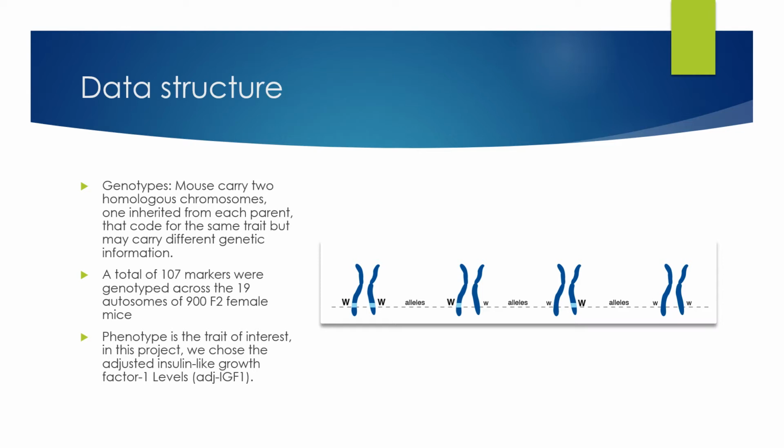So these genotypes are the independent variables in our regression model, and the phenotype is just the trait of interest. In this project, we chose the adjusted insulin-like growth factor 1 levels as the phenotype. So this is the dependent variable in our regression model, which is Y.